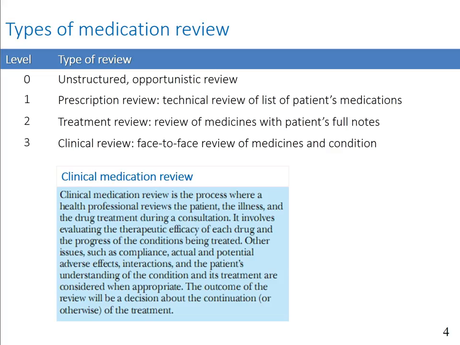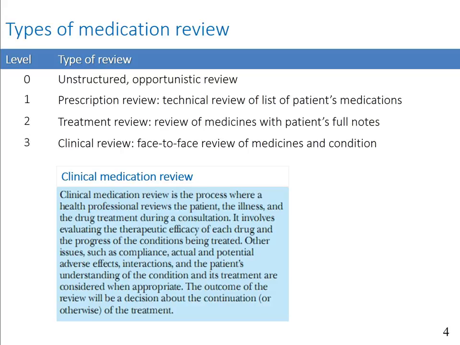There are several types of medication review. There may be an unstructured opportunistic review. For example, during a consultation, the GP feels that a particular medicine may not be appropriate and then may discuss that briefly. But this is not a structured review, and it's purely done as it arises during a consultation.